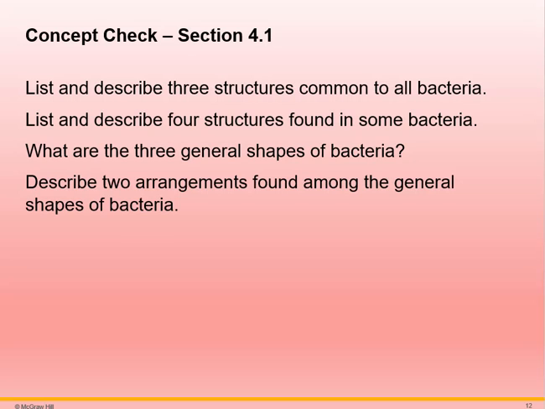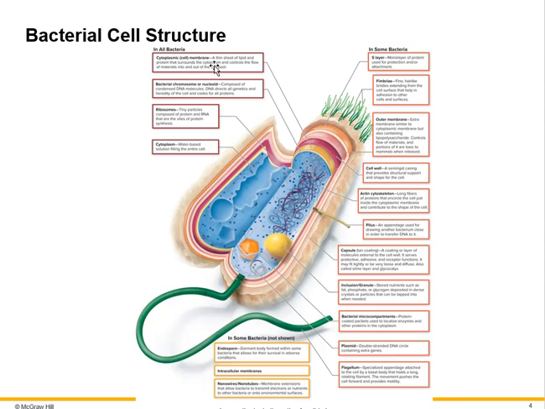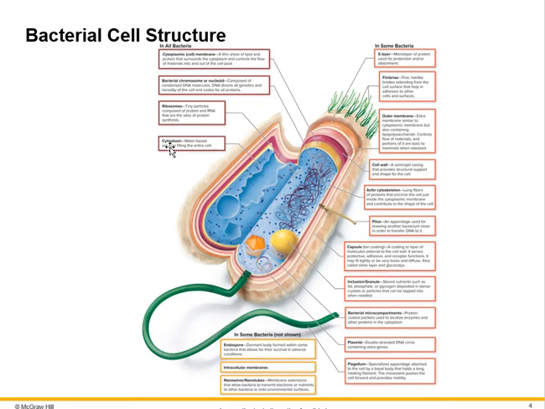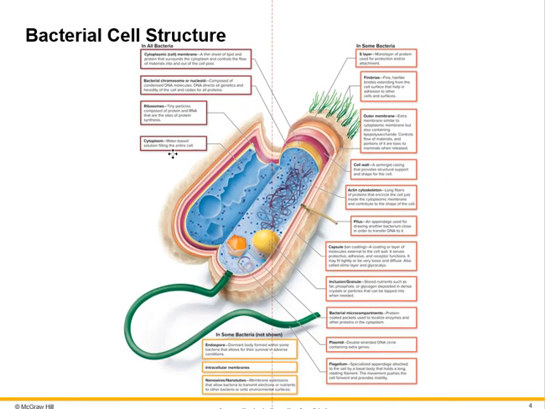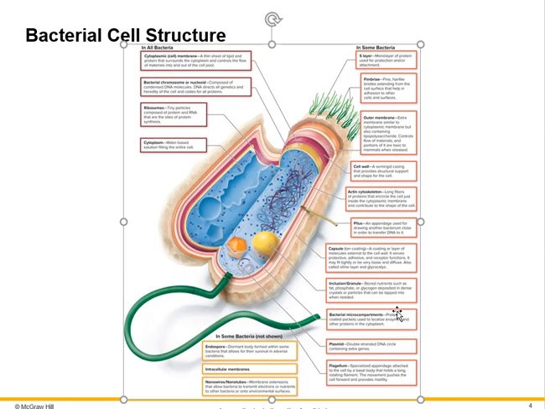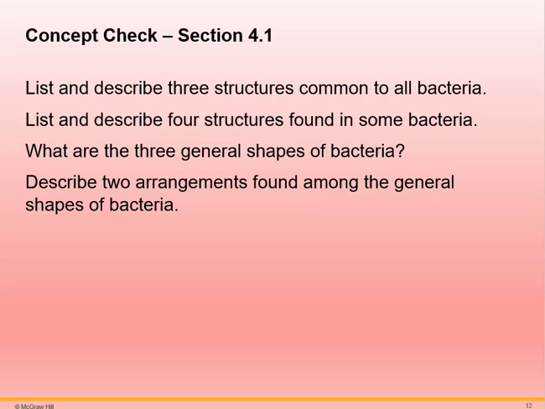So if you go back to this slide, you can see all of these: the cytoplasm, the chromosome, the ribosome, and the cytoplasm. So those are all structures that are common to all. And then these, any of these, the S layer, the fimbriae, the outer membrane cell wall, cytoskeleton of actin, pilus, capsule, inclusion, granule, microcompartments, plasmid or flagellum, endospore, intracellular membranes, nanowires, those are found in some. So that answers 2 of the questions.